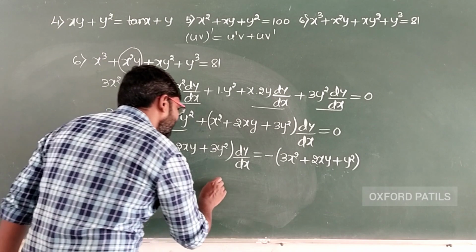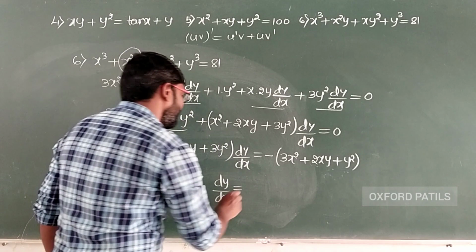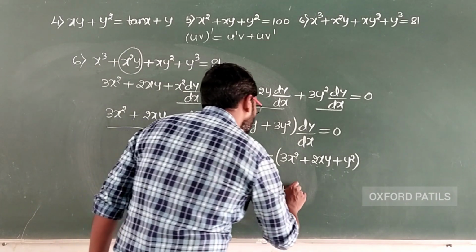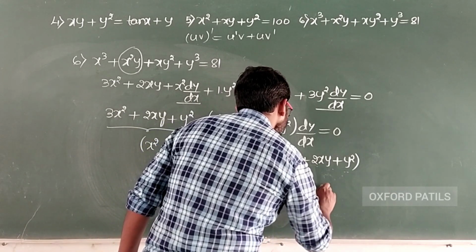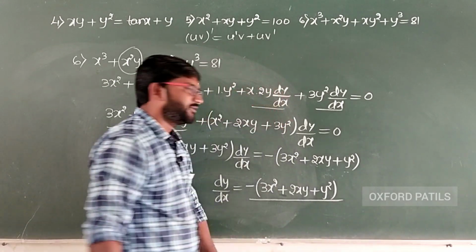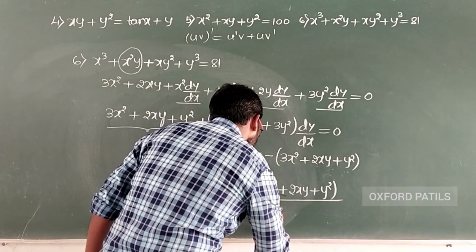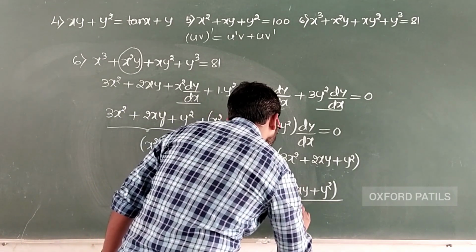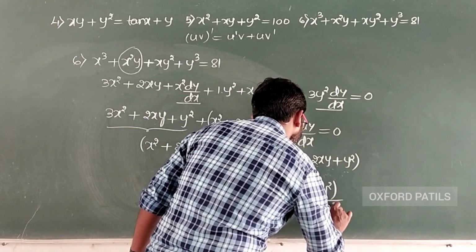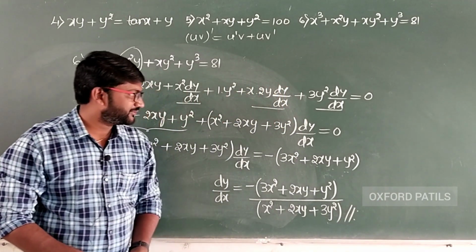Then now in the next step we take this term to the right hand side and it goes to the denominator. Then we get our final answer: dy by dx is equal to minus outside 3x square plus 2xy plus y square, then whole divided by, we will have to write this particular term: x square plus 2xy plus 3y square. So this is the required answer for question number 6. So note down this and then we'll continue.